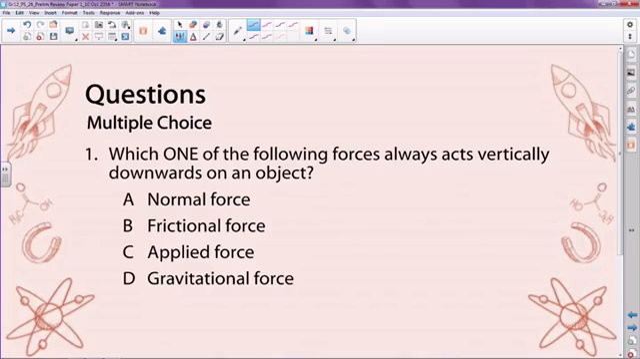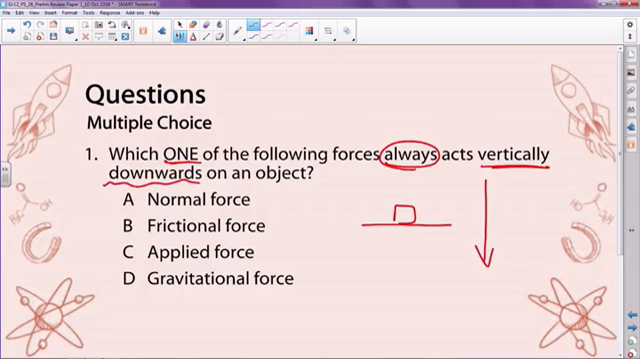First of all, we're going to look at the key words. It says which one, and there'll always be one, of the following forces always acts vertically downwards. So we're looking at something that's going to act down. Now we go and say, okay, well, normal force: if we have an object on a table, my normal force acts vertically upwards, so it's not the normal force. Frictional force is going to act in the opposite direction to motion, so that's not either. Applied force might be up or down, but it doesn't always have to be vertical, so no, it's not the applied force. Now they say gravitational force. Well, gravitational force will act, oh look at that, vertically downwards.